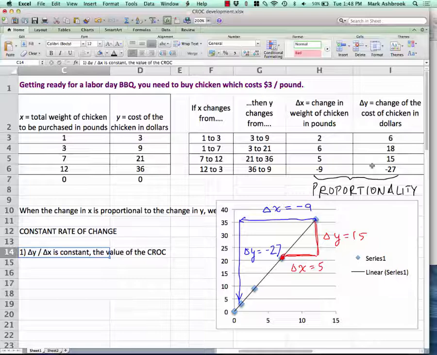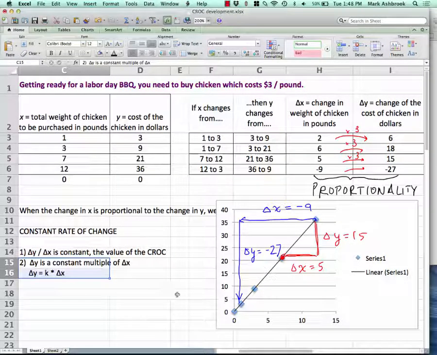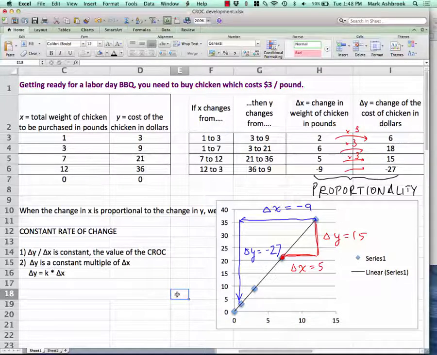All right, what's another consequence of this? Do you see that no matter what delta x you start with, what do you do to get delta y? Multiply by 3. This is called constant multiple. So given any change in x, multiply by 3, it gives you the corresponding change in y. So delta y is a constant multiple of delta x, or delta y equals k delta x. What is the constant multiple? In this case, it's 3. It's that same number. It's the value of the constant rate of change.